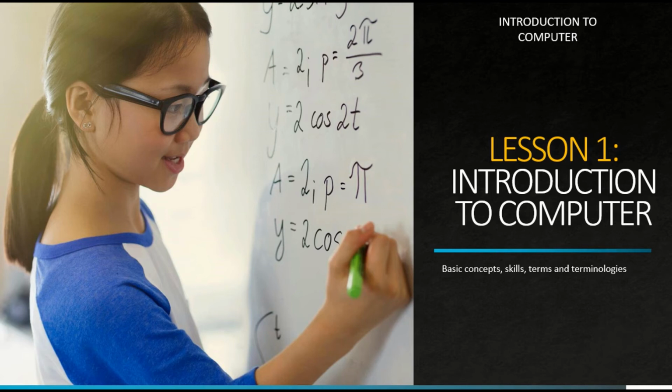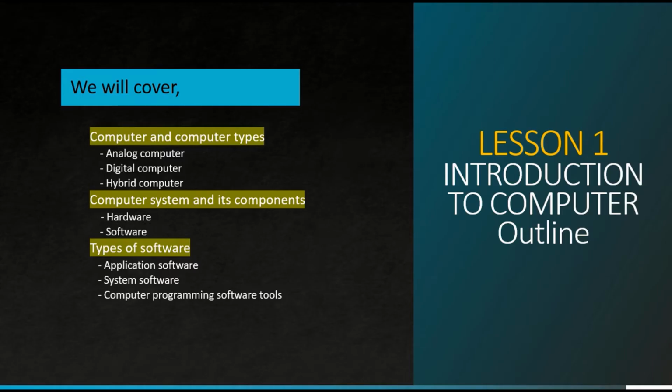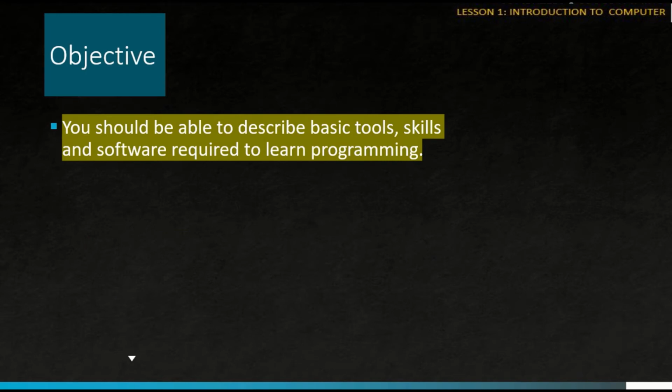Welcome to Lesson 1 of the Computer and Programming Introductory course. In Lesson 1, we will present an introduction to computer. We will cover computer and computer types, computer system and its components, and types of software. Our objective is, by the end of this lesson, you should be able to describe basic tools, skills and software required to learn programming. So let's begin.